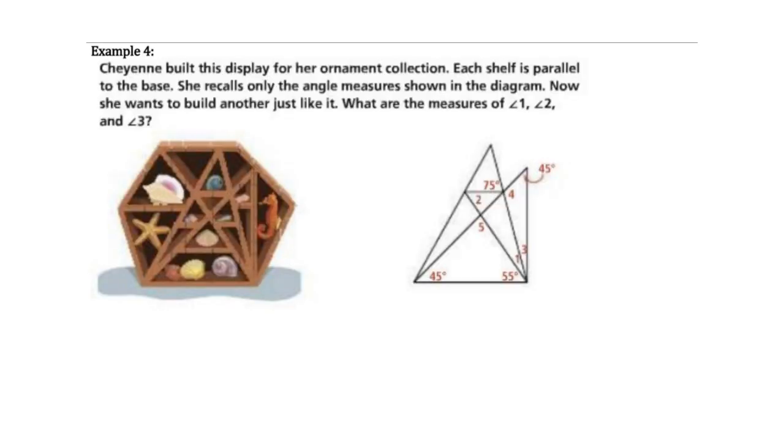All right, now for this one, we want to find the measures of angle 1, angle 2, and angle 3. Now, let's see what we can solve for. So the first thing we can solve for is angle 2. We know that these two are going to be parallel, because it says each shelf is parallel to its base.